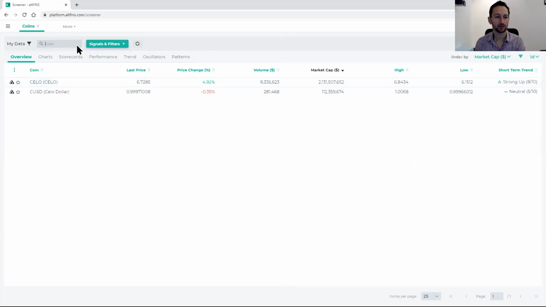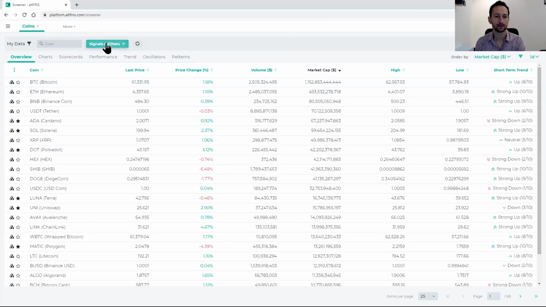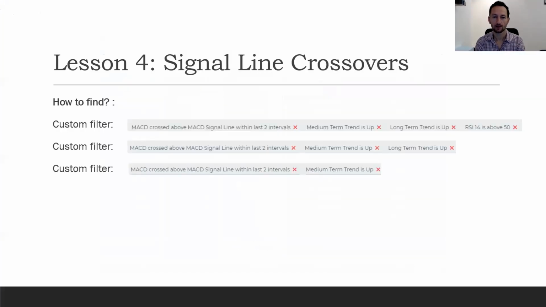Getting back to the screener. And again, here we have 3 different filters that we put together. They're very similar one to the other. Basically, we start with the filter that's the most selective, and then we start relaxing the criteria a bit, depending on how many choices we get in the first filter.